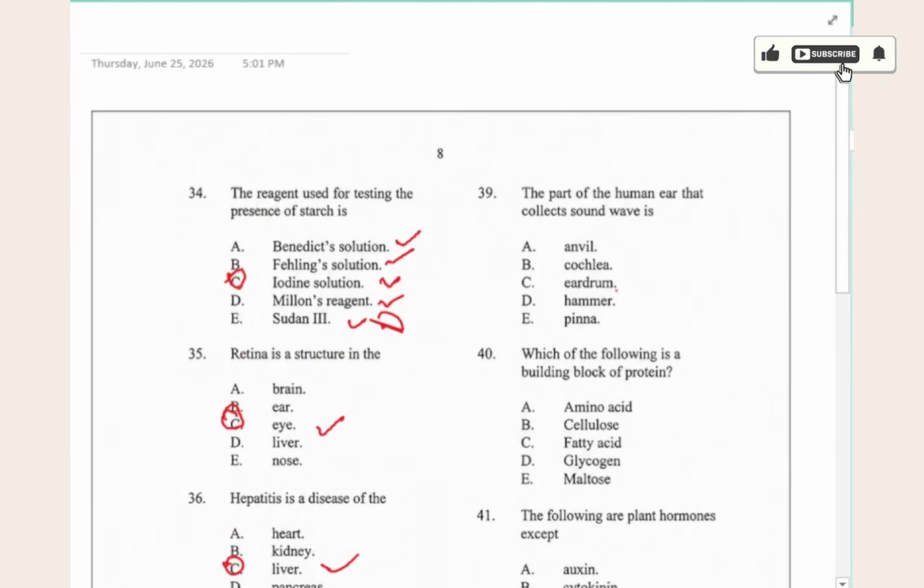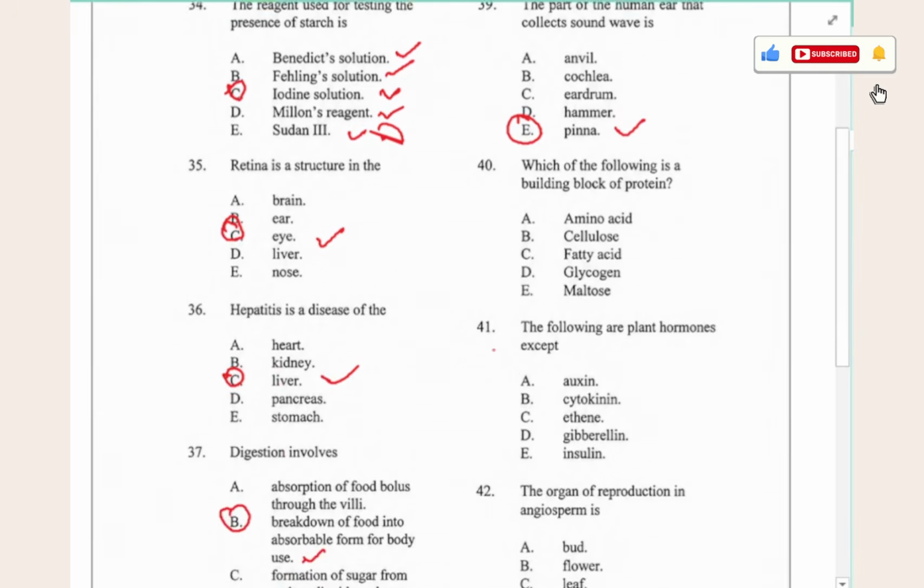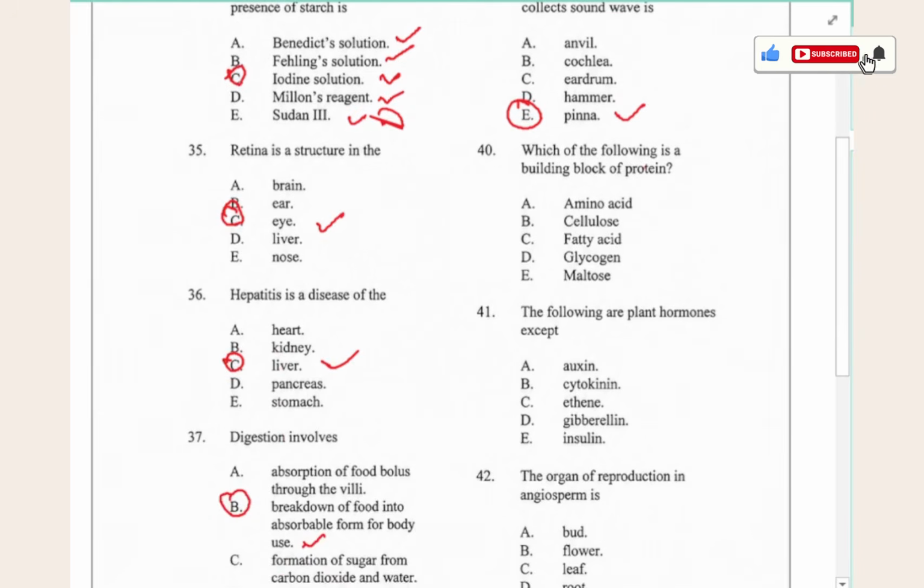39. The part of the human ear that collects sound waves is your external ear, called the pinna. The pinna is the part of the ear that collects sound waves. And then number 40. Which of the following is a building block of protein? Which of them is a building block of protein? Your amino acid. Your amino acids are the basic building blocks of what? Of protein.